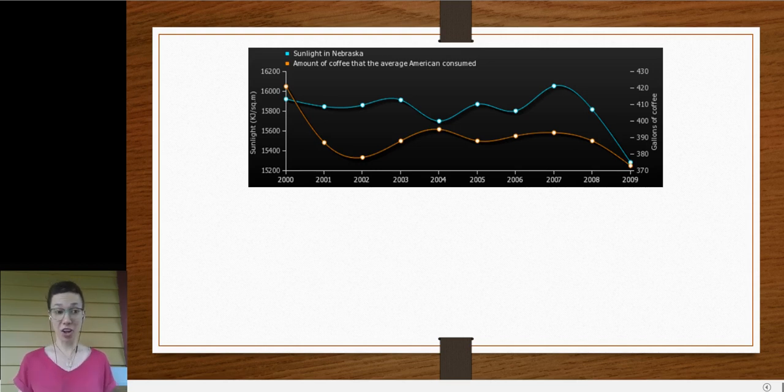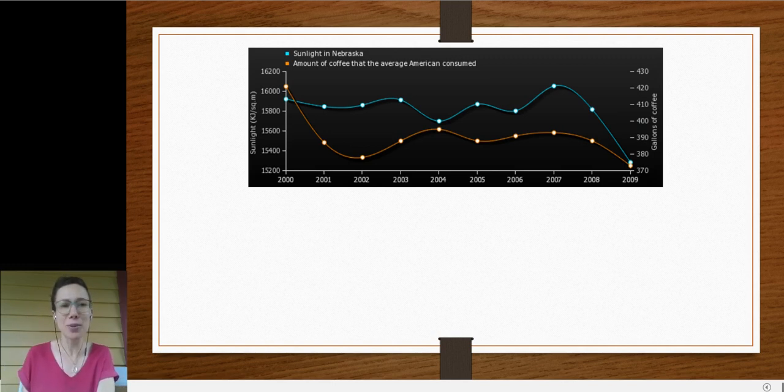So here we're looking at a chart. We're looking at a trend chart over time between 2008 and 2009, not exactly the most recent data, but a chart that was straightforward that I could find. And this is looking at the sunlight in Nebraska compared to the amount of coffee that the average American consumes. So kind of back to my coffee reference.